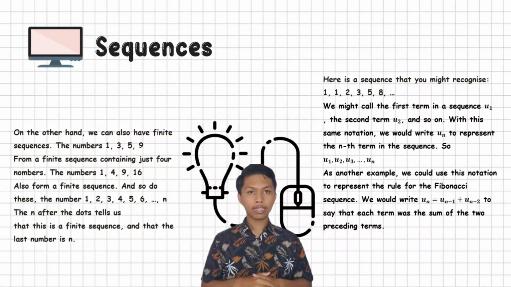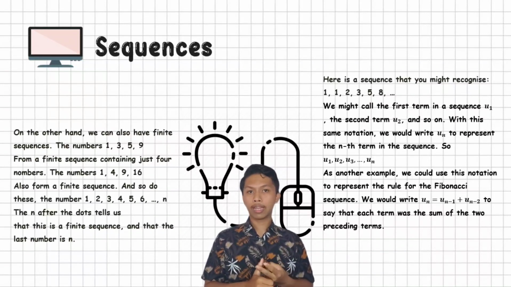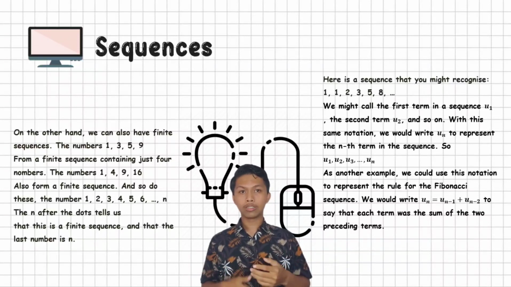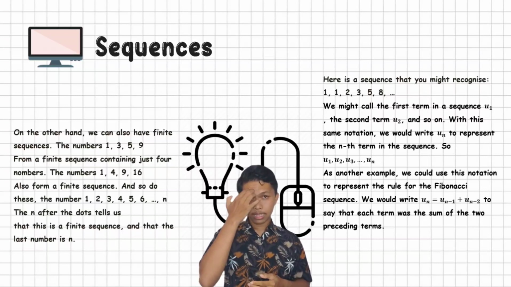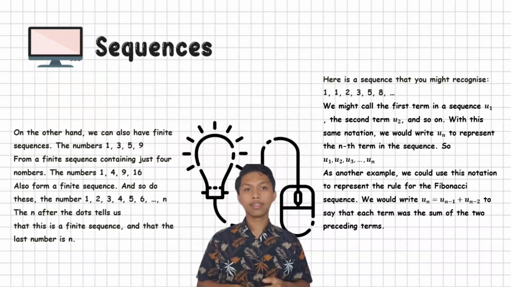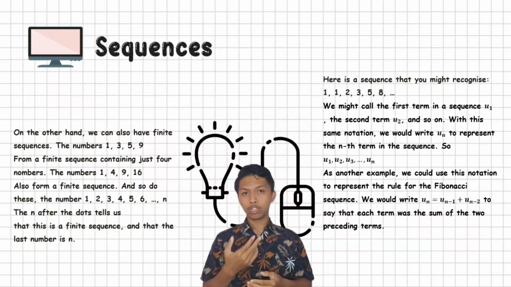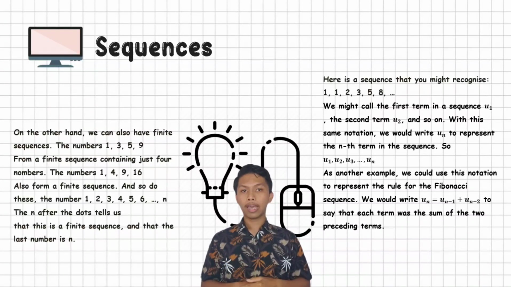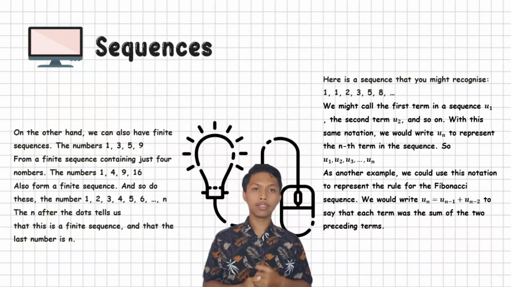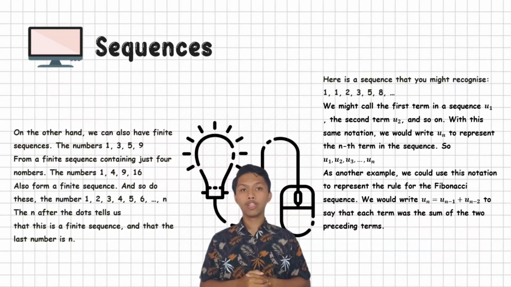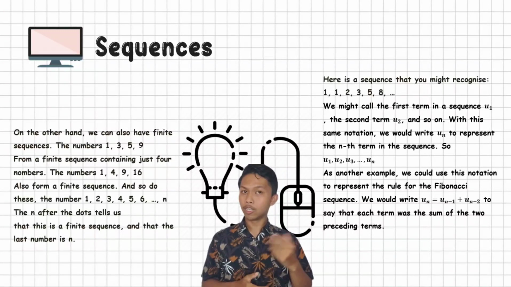Now, we will discuss the structure of a sequence. Suppose the sequence is 1, 5, 9, 30, 70, etc. We call the first term U1. Similarly, 5 is the second term, called U2, and so on. We write Un to represent the nth term in the sequence. In math formula, we write U1, U2, U3 until Un.